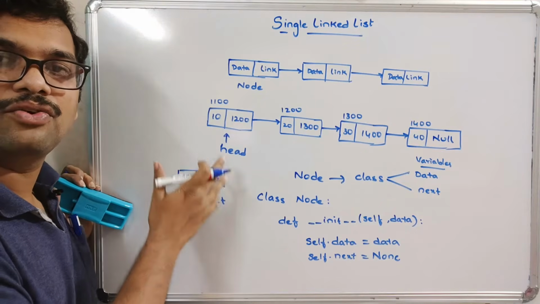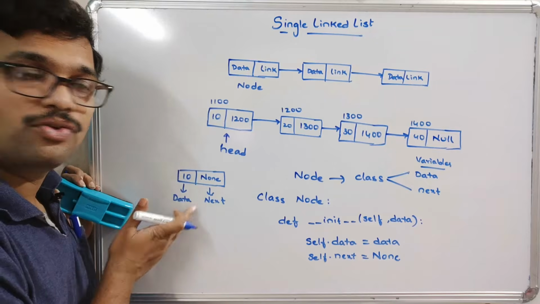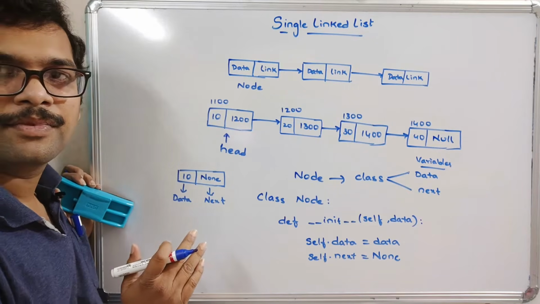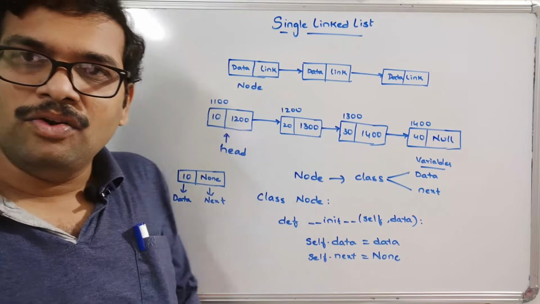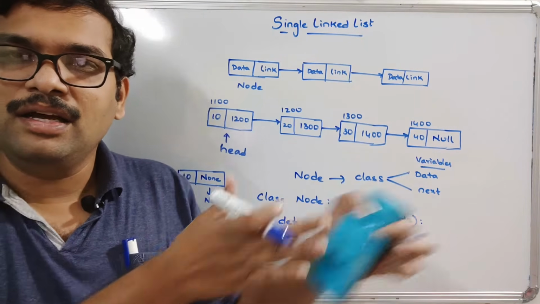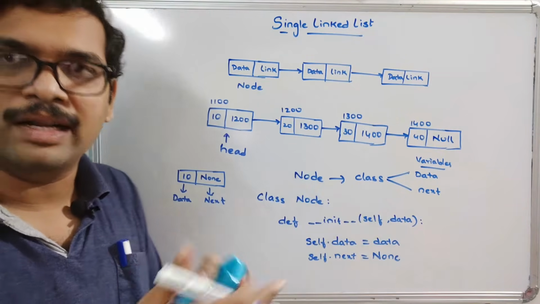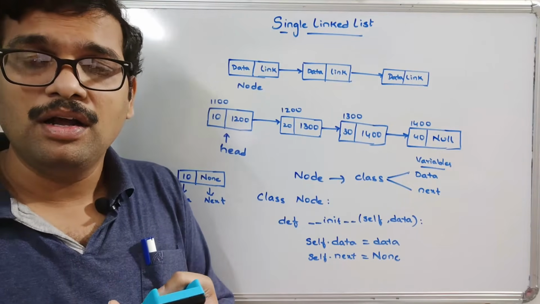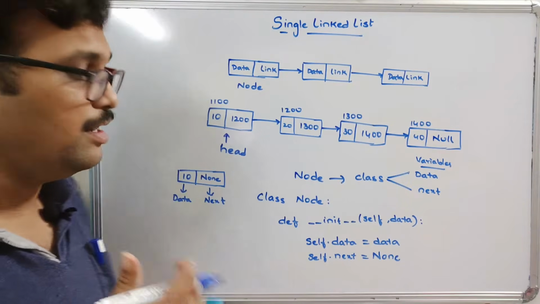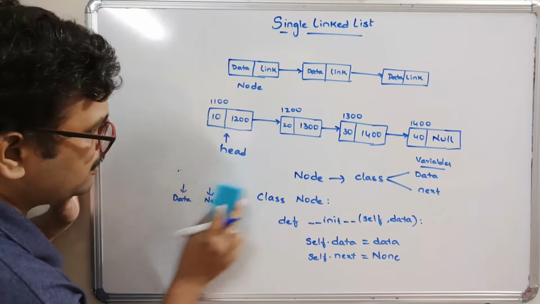Initially, the next value of the first node will be None, right? Now, after creating the nodes, we have to link them with another linked list. We need to link one node to another node. For this linking process, we'll create one more class called a single linked list.